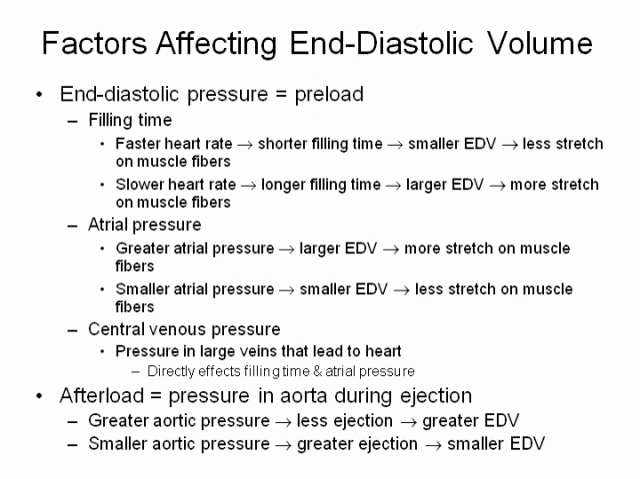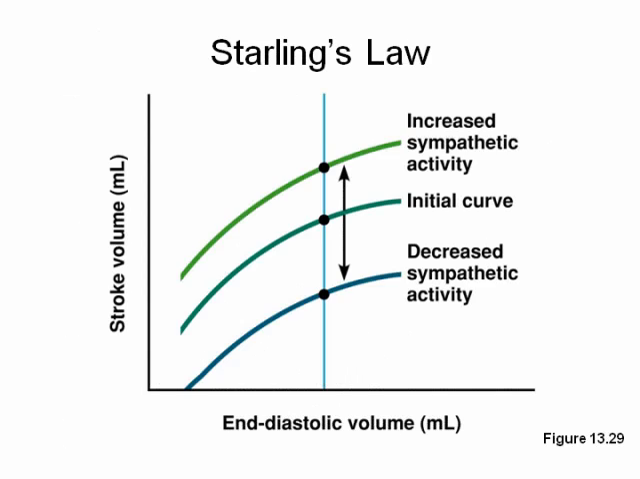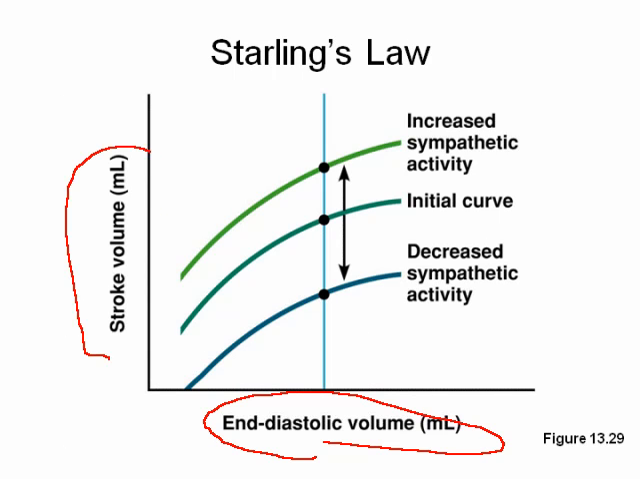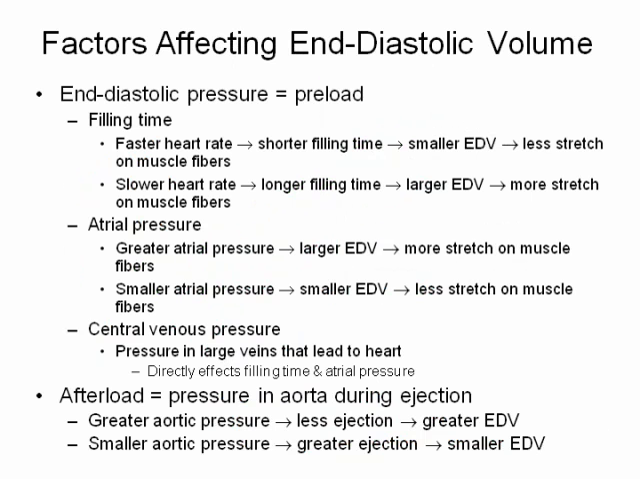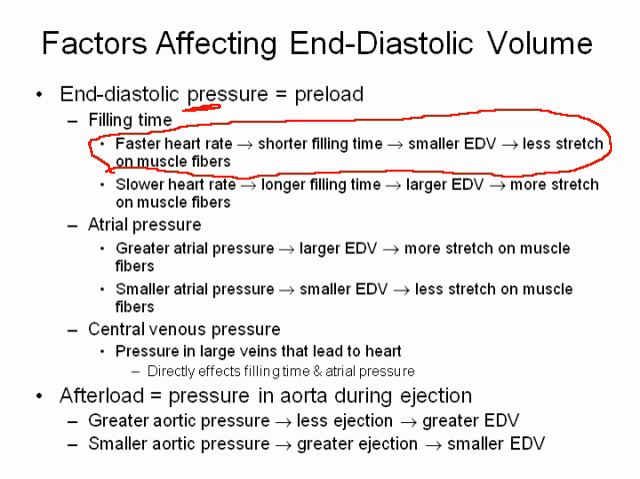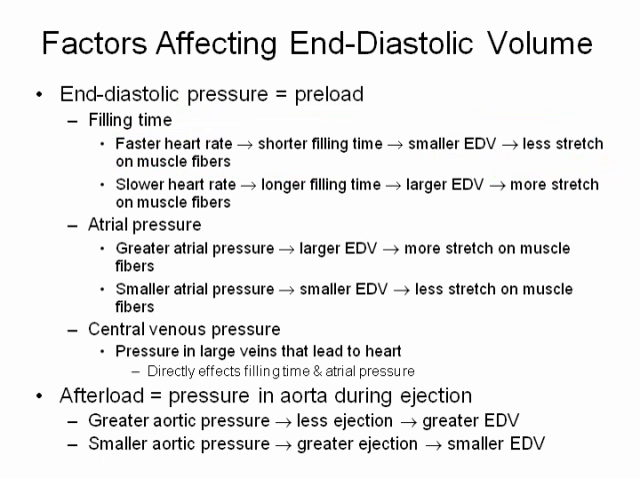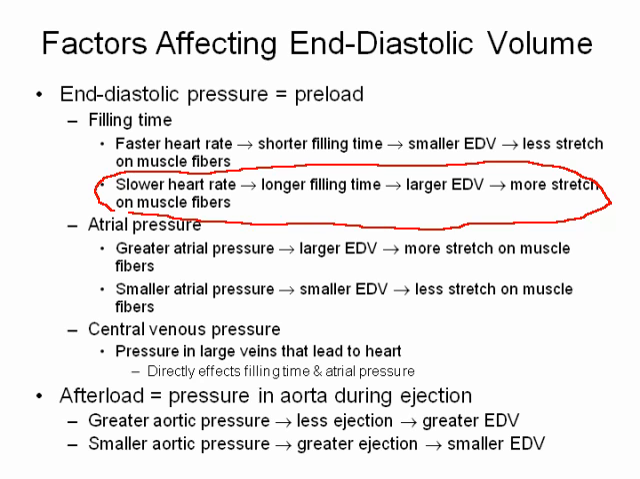Now, factors that affect end-diastolic volume, because end-diastolic volume affects stroke volume, so we need to be concerned about factors that affect end-diastolic volume. Filling time. Higher heart rate means there is shorter filling time. If there's less time for blood to come into the ventricle, we have a smaller end-diastolic volume and a lower stretch on muscle fibers. If heart rate is slower, we have a longer filling time, therefore we're likely to have a larger end-diastolic volume and more stretch on the muscle fibers.